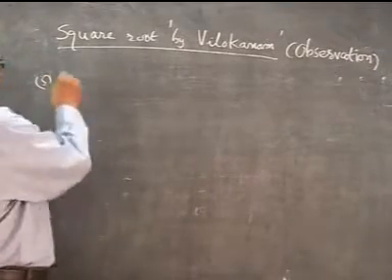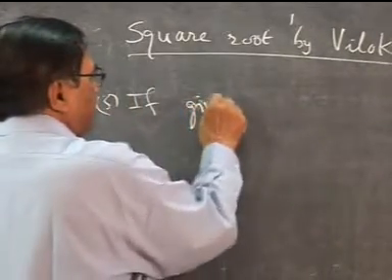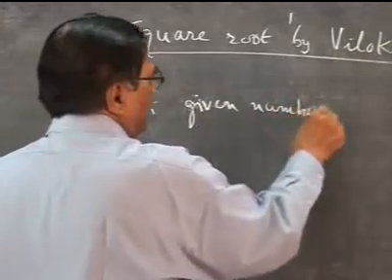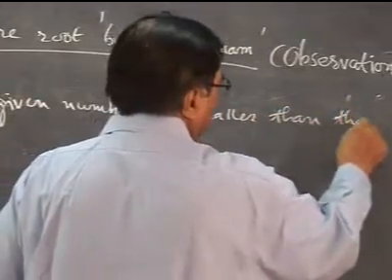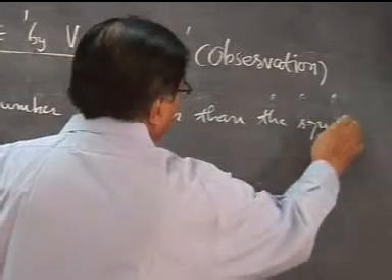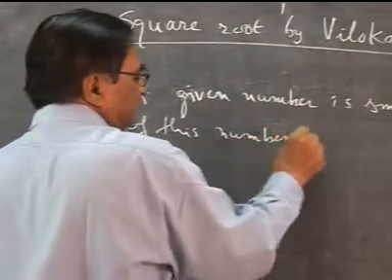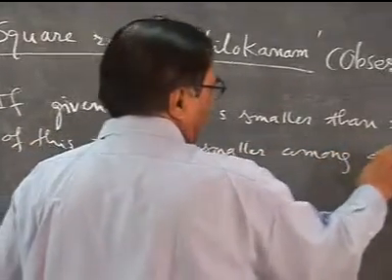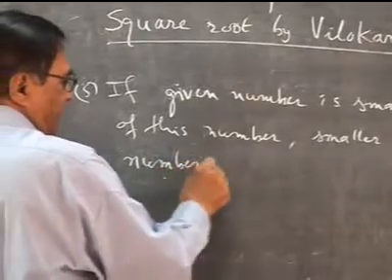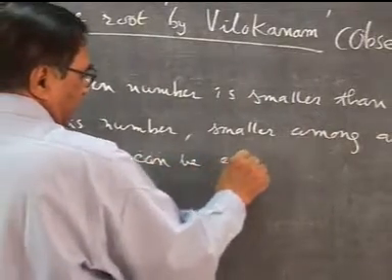Fifth. If the given number is smaller than the square of this number, the smaller among the above two numbers can be the expected square root.